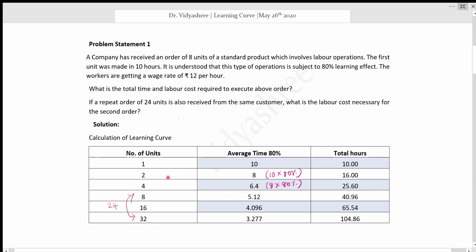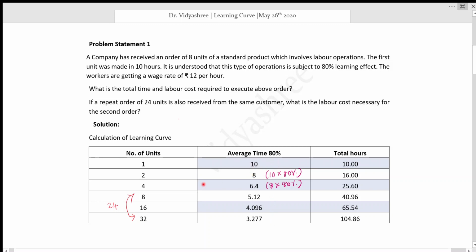So first we have to write the number of units. Next we need to write the average time taken, that is the learning curve of 80%. To manufacture the first product, the time taken is 10 hours, which is given in the question. Total hours is 1 into 10, you get the total hours. So first we'll complete the second column, that is the average time.